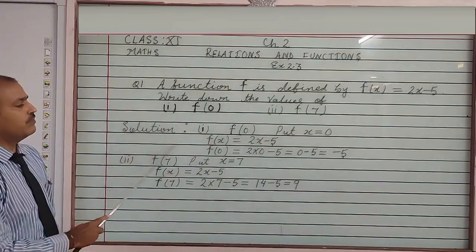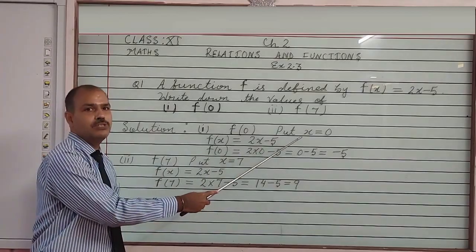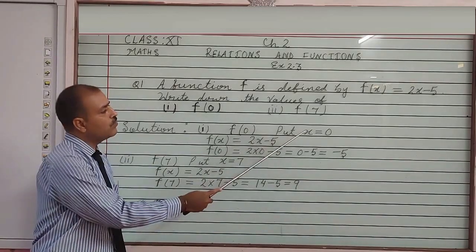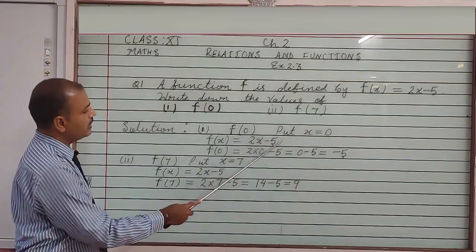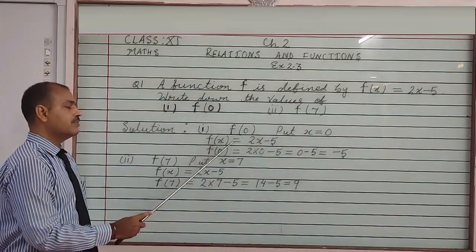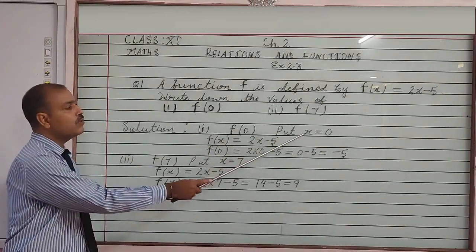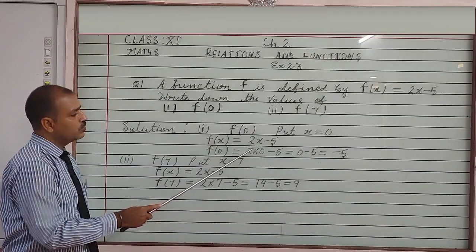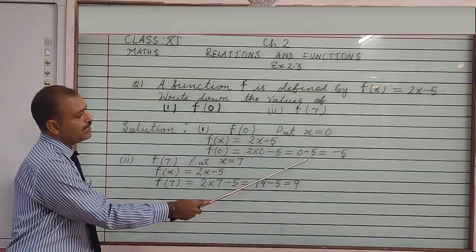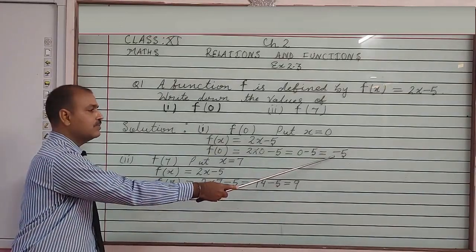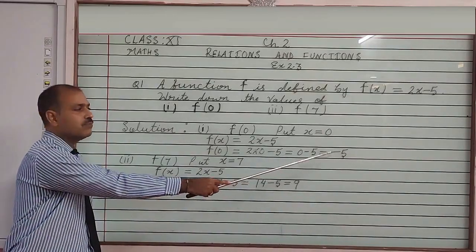Now, solution. First part, f(0) means the value of x is equal to 0. So put x equal to 0 here. f(x) is equal to 2x minus 5, so 2 multiplied by 0 minus 5. So 0 minus 5, and the answer is minus 5. So the first part, f(0) is equal to minus 5.